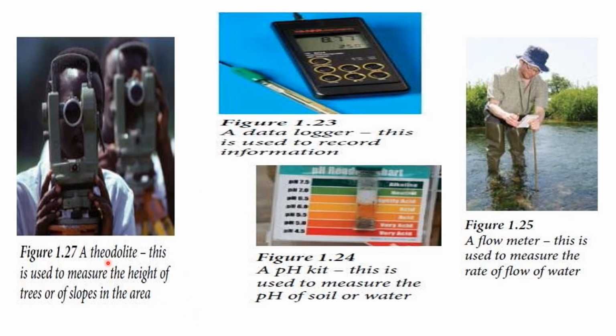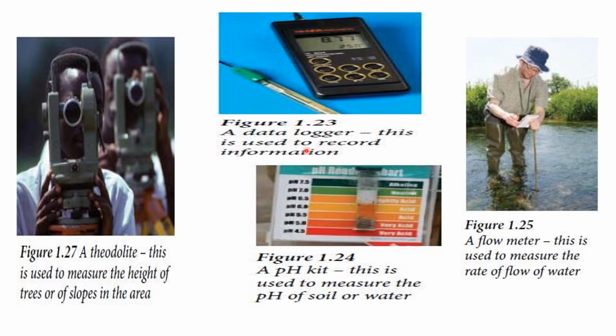Let me show the theodolite. This is used to measure the height of trees or the slope in an area. It measures the height of trees or slopes. Theodolite is used to measure the slope of plants, trees, or an area.